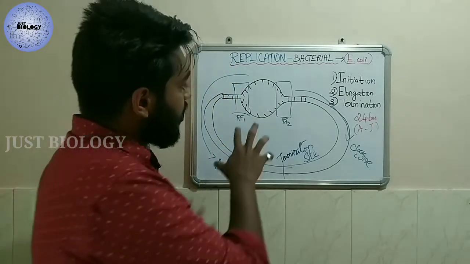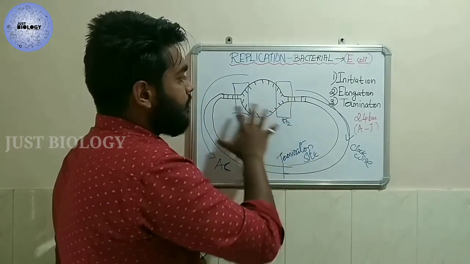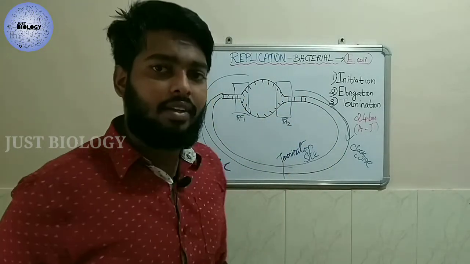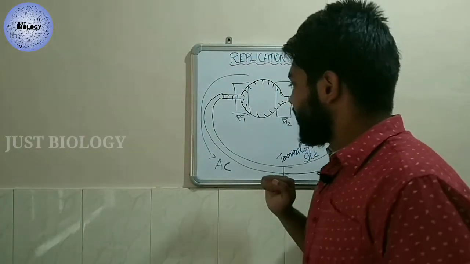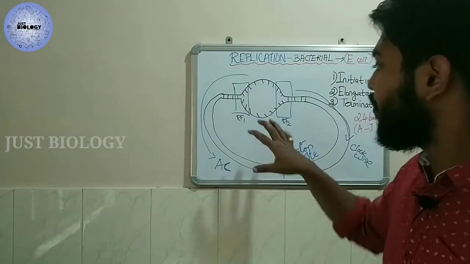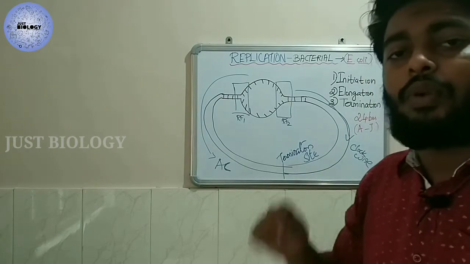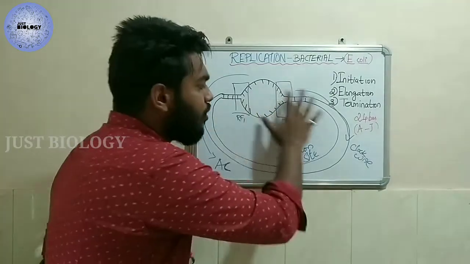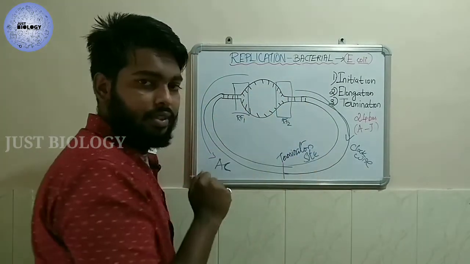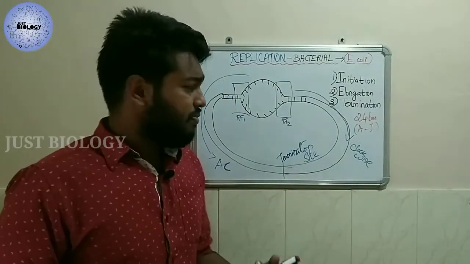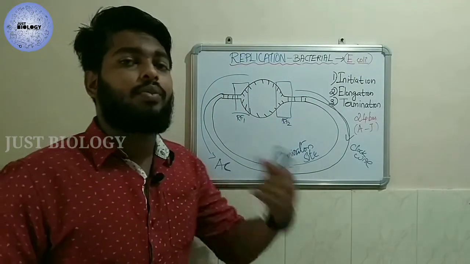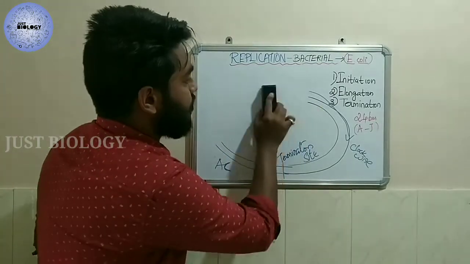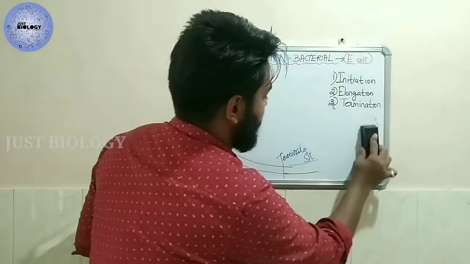Now the question is, if the circular DNA possesses one replication bubble, that is quite fine. But in some cases they need to form more than one bubble, and that is where the problem comes in. I'll tell you how they manage all those steps when they form more than one replication bubble. So let's erase this picture and I'll draw it again for better understanding.